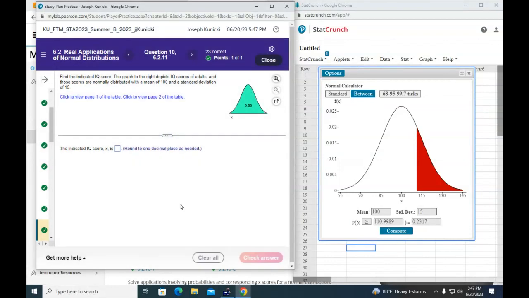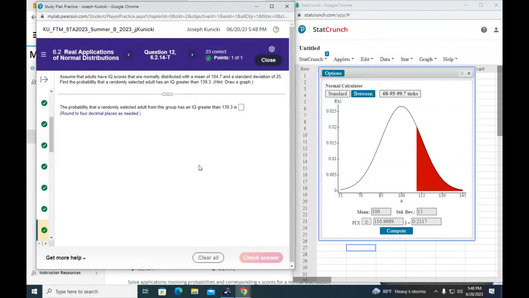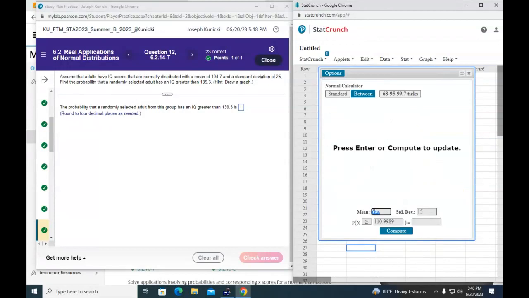All right. That was 11. Number 14. All right, so now let's see, we've got to change. As I read the problem, it says the mean is 104.7, and the standard deviation is 25. And they want to find the probability that a randomly selected adult has an IQ greater than 139.3.